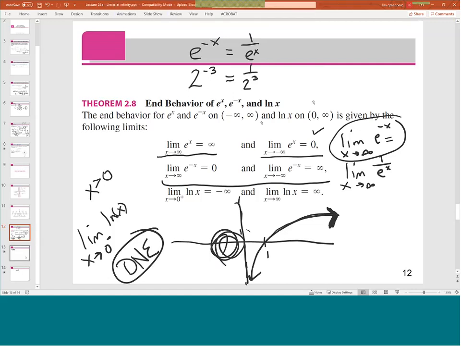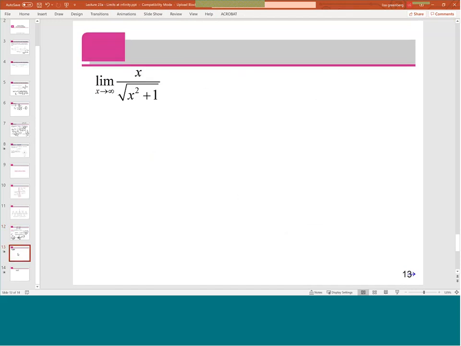Everybody understands this? Yep. Cool. I don't want to do this one. Let me do this one. We're going to finish early because I don't want to go ahead of my morning class.